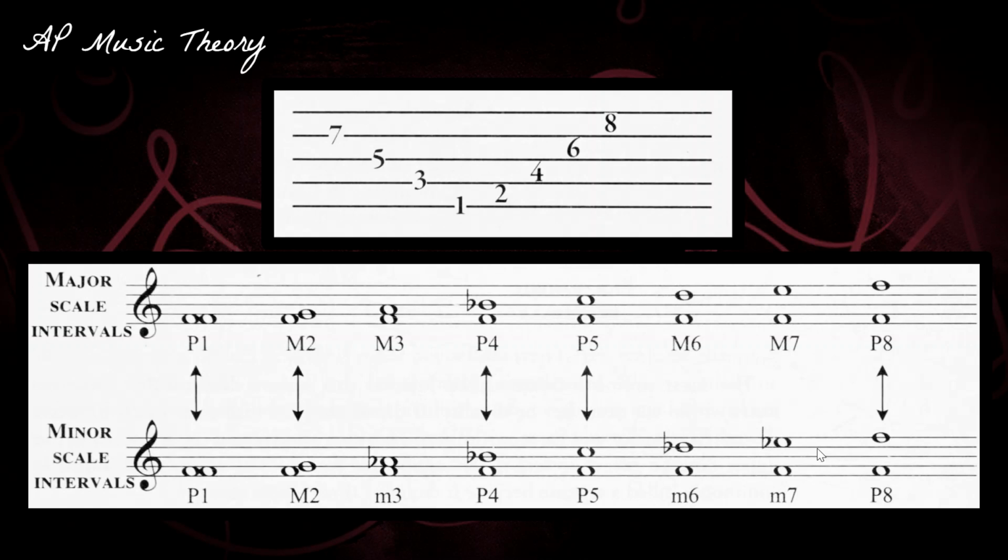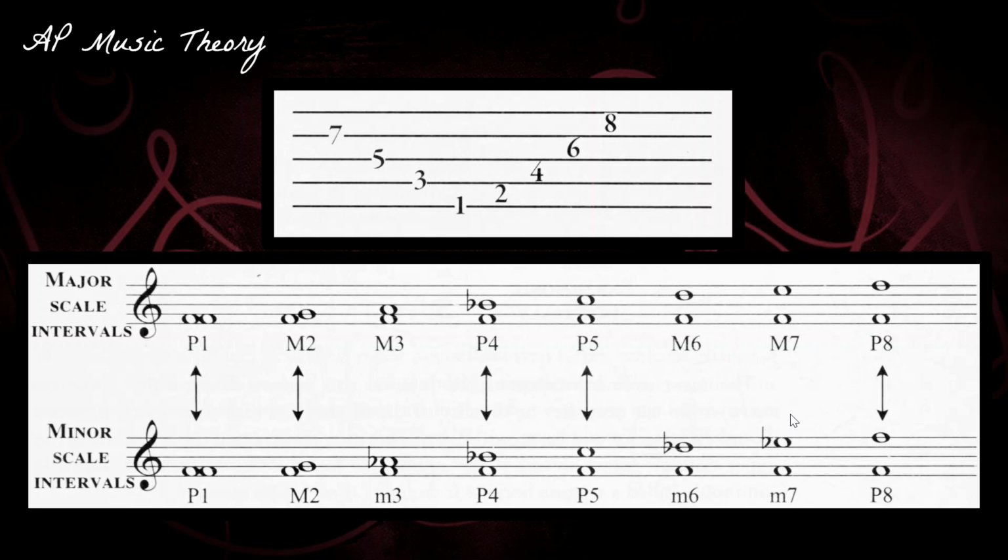All intervals built from the tonic up to notes within a major scale are either major or perfect. This is in a major scale. The perfect intervals are unison, sometimes called prime, this first one here, P1. Then we have the perfect fourth, the perfect fifth, and the perfect eighth or octave. Therefore, the major intervals are major second, you can see them on the top here, major third, major sixth, and major seventh.